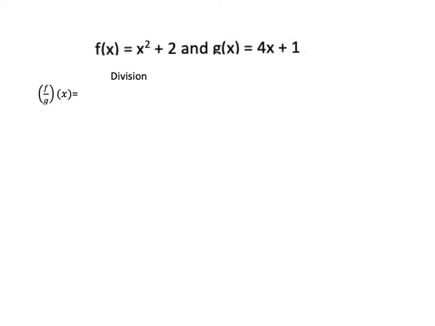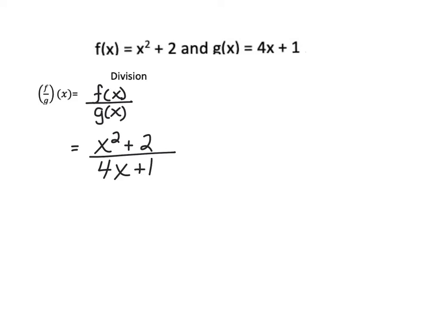Finally, let's look at division. So this is again equivalent to f of x divided by g of x. With division, it's possible that there are new restrictions in your domain. So this is going to be x squared plus 2 over 4x plus 1. And I check, can I reduce anything? No, but there is going to be a restriction.